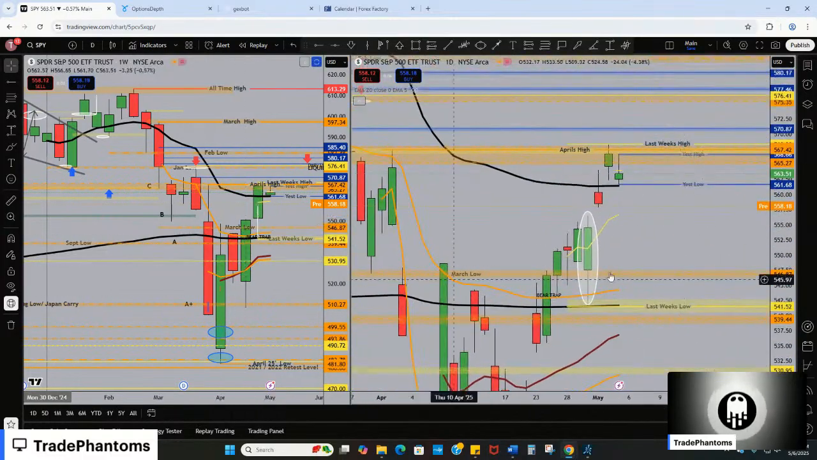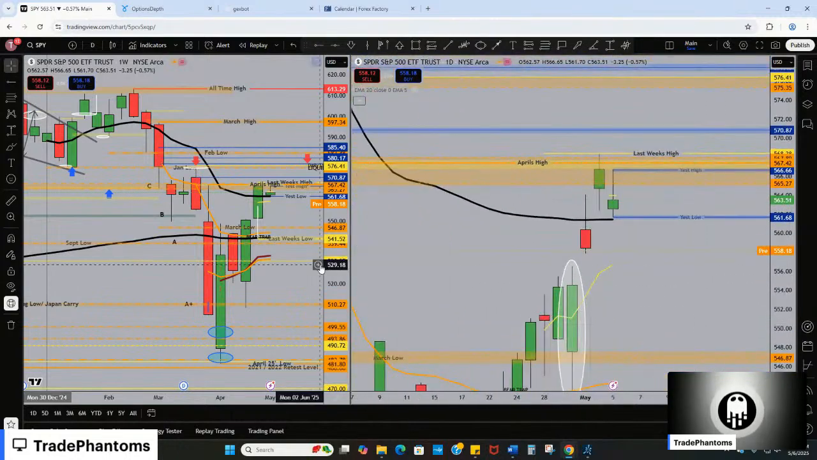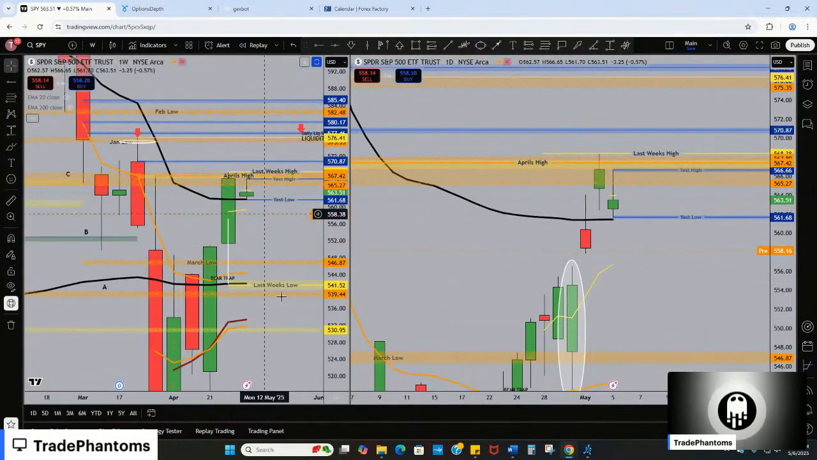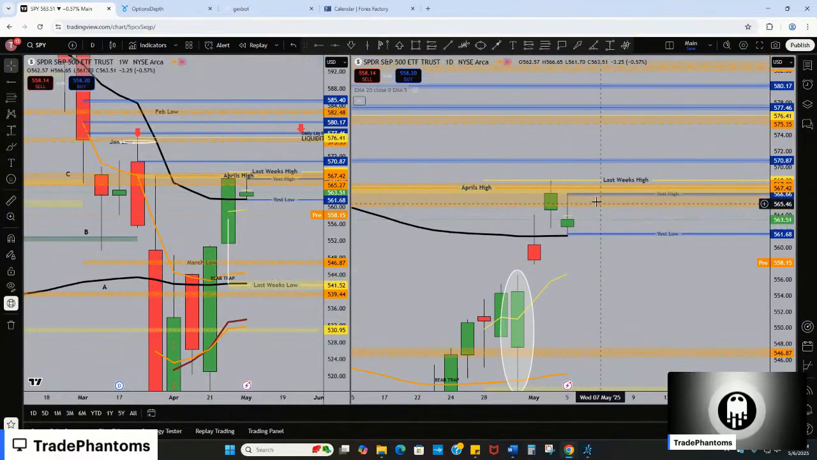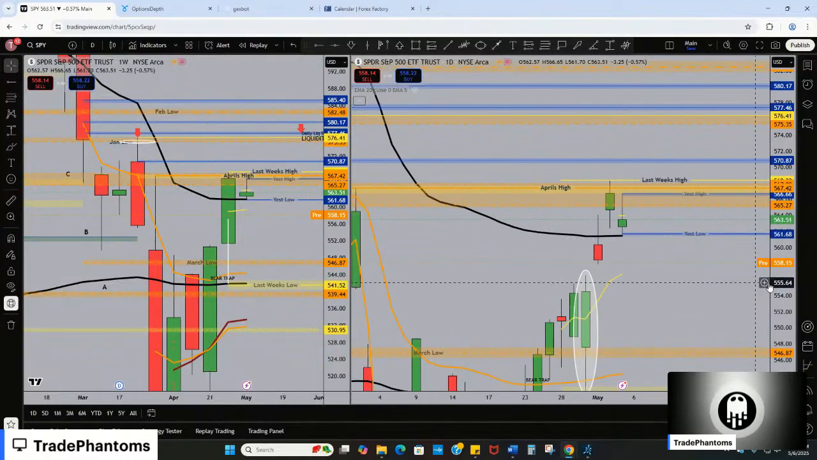Here's spies, weekly, daily on the right. Again, we see a bunch of orange and yellows and blues, right? Lions and tigers and bears. So orange, yellows, and blue. We got monthly, weekly, daily, right? So again, we spent some time on Phantoms yesterday for a couple of hours.